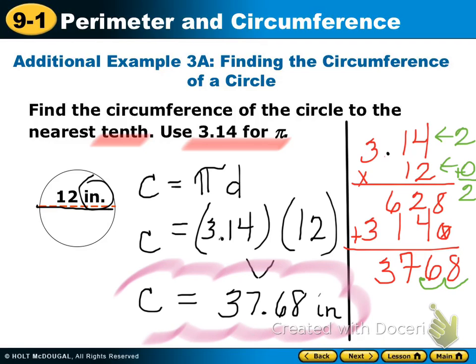Now, when you're finished, after you, of course, circle your answer, you want to make sure that your answer is reasonable. So now, if I look back at what I'm multiplying, if I round it to the nearest whole number, I have 3 times 12. Well, 3 times 12 is 36. So that means that my answer should be somewhere near 36. And if I look here, I see 37 and 68 hundredths. That answer is close to 36. So I know my answer is at least reasonable.